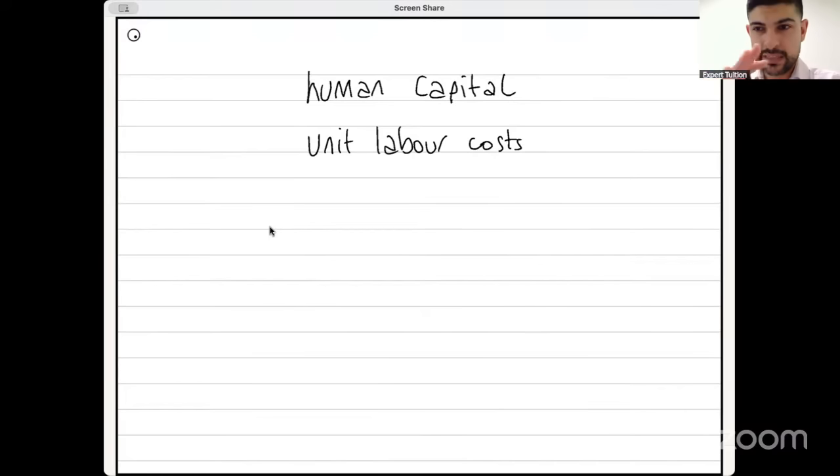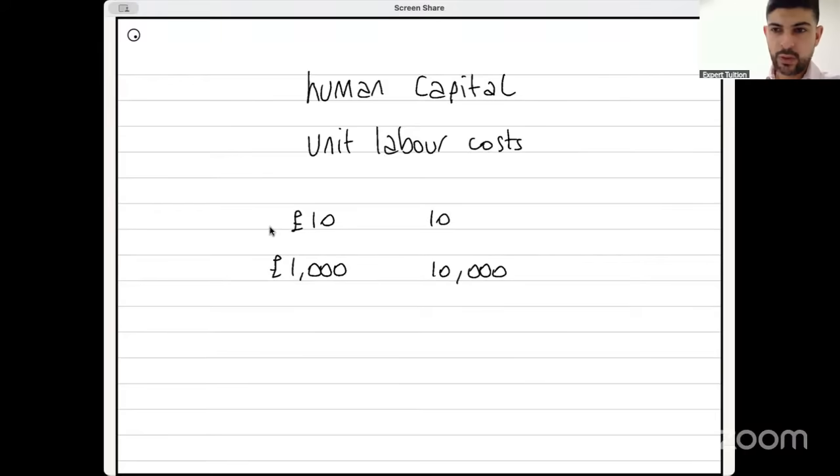Right, can I explain that in really simple maths? Imagine you pay a worker £10 and that worker produces 10 units. You then pay another worker £1,000 and that worker produces 10,000 units. Which one has a lower unit labor cost? Well, the answer is this guy, because even though you're paying them a higher salary, the cost on a per unit basis is much, much lower. You therefore want your unit labor cost to be as low as possible, because if they're as low as possible and you're as efficient as possible, you're going to become more price competitive. Does that make sense?